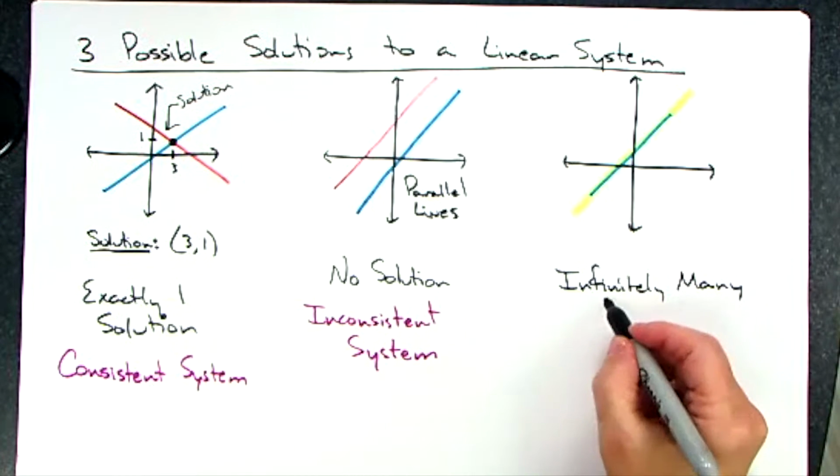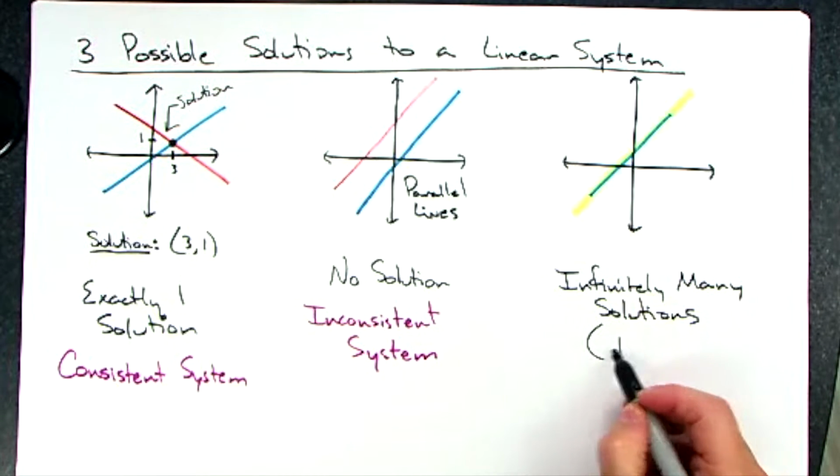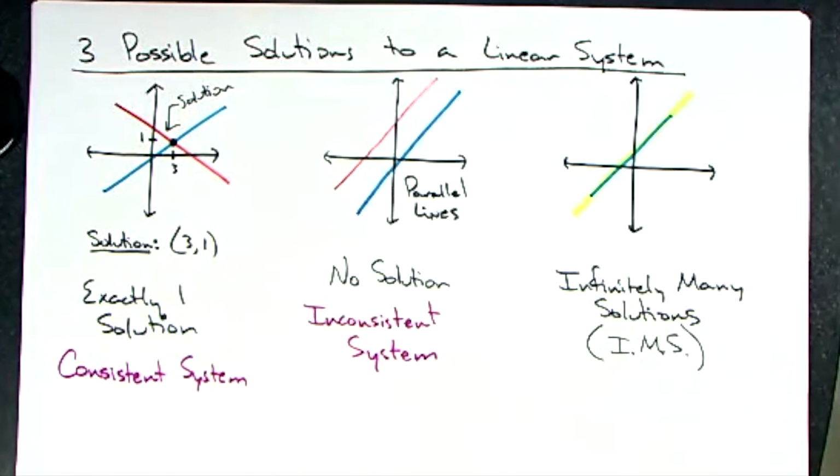And no one wants to write out all that every time they do it. So usually I just call this IMS for short, because no one wants to write out "infinitely many solutions." All right, and that one does not have a name as far as consistent or inconsistent. It's just infinitely many solutions.